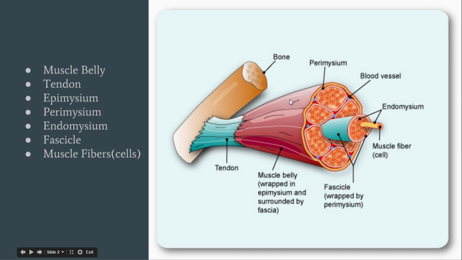The epimysium is connective tissue on the outside of the muscle. The perimysium is a dense, irregular connective tissue that surrounds each fascicle. The endomysium is areolar connective tissue that is a thin covering around each muscle fiber.